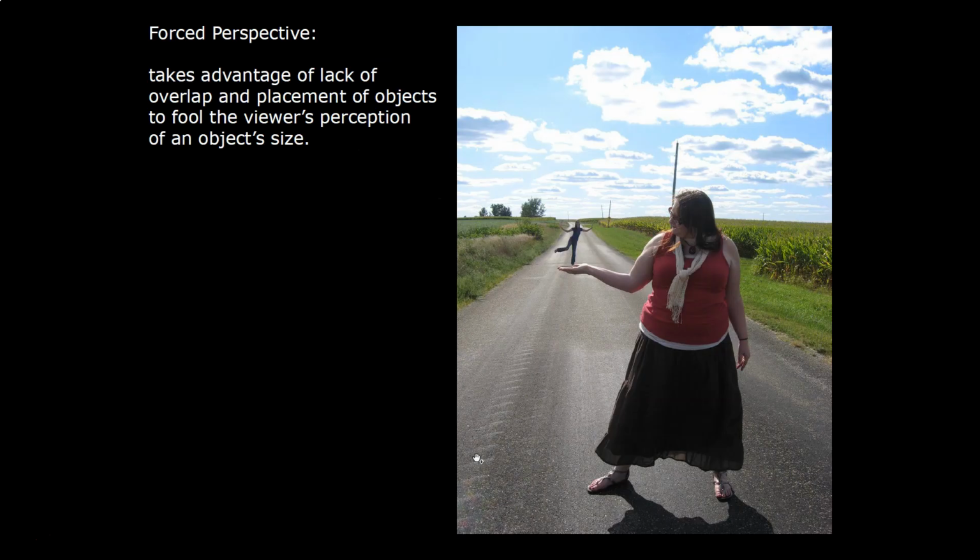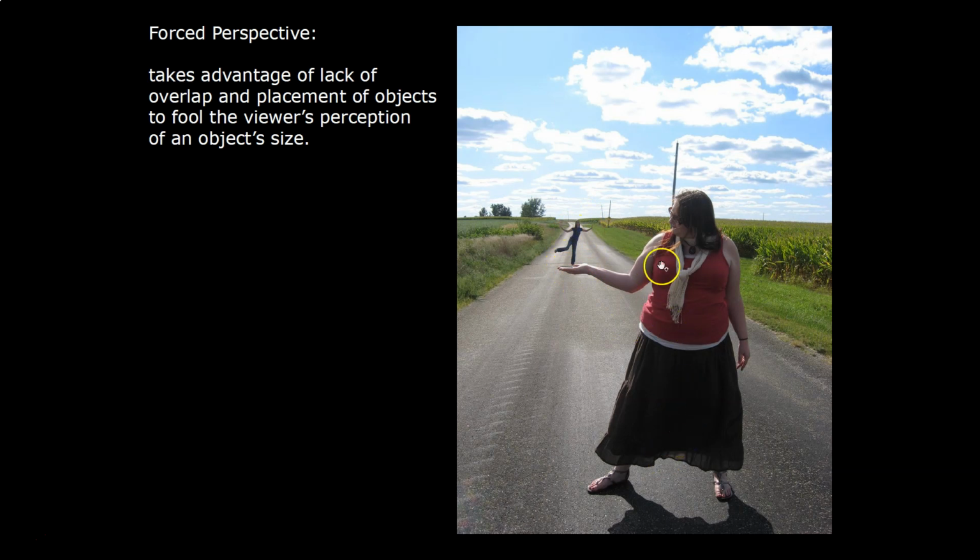When you disrupt these depth cues and you leave only one left over, you get this trick called forced perspective. This takes advantage of the lack of overlap, and because of the lack of overlap, you're also disrupting the sense of vertical placement, and then you're creating ambiguity about the diminution of the size. You're creating ambiguity about what size something actually is.